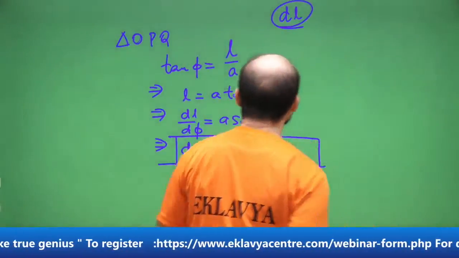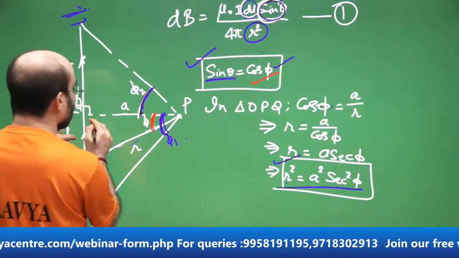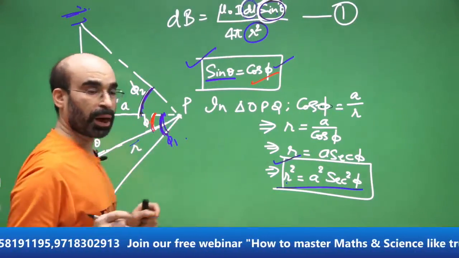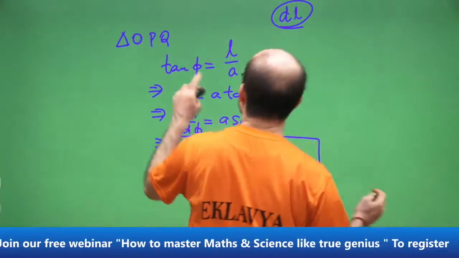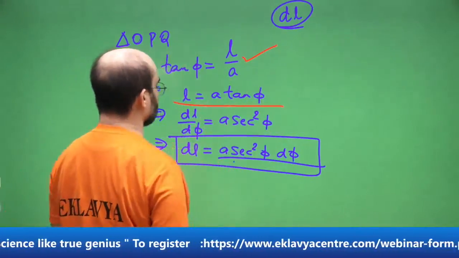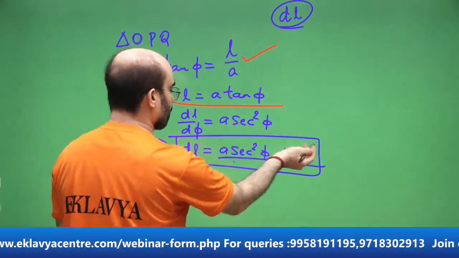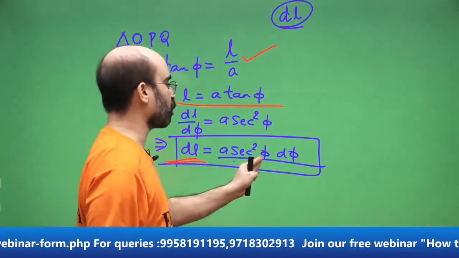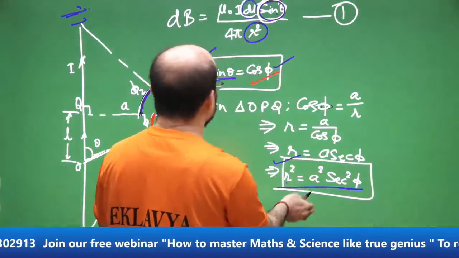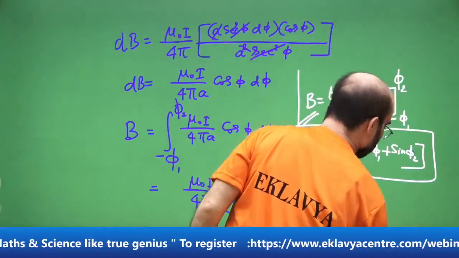Then in the same triangle, tan phi equals L by a, perpendicular by base. So L equals a tan phi. We differentiate this because we require dl. So dl with respect to phi will be a sec square phi. Finally we have dl equals a sec square phi d phi. And then we have substituted all these parameters in this equation, so it comes out to be this.